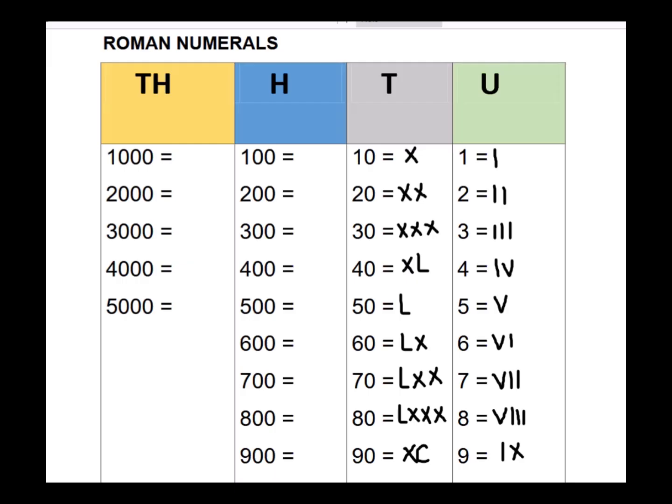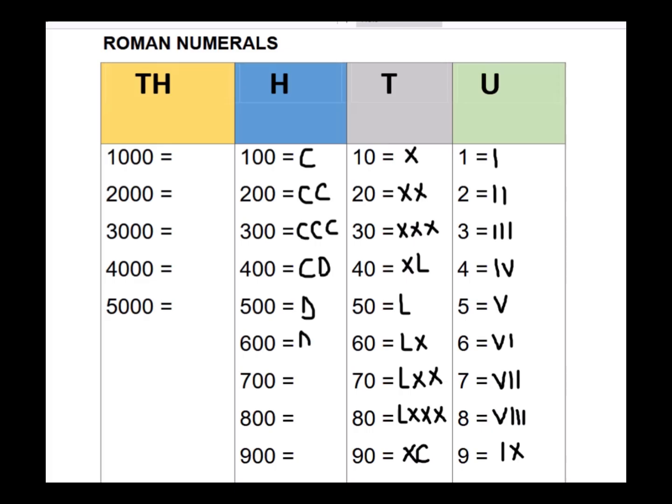So we move to the hundreds place. You can see we have 100, that will give us C. 200, CC. 300, that's CCC. 400, that is 500 minus 100, that will give CD. 500, that is D.